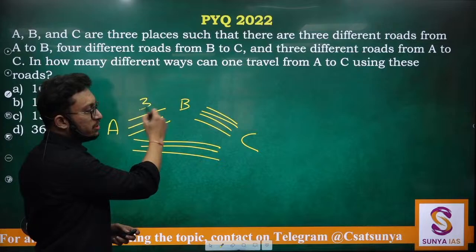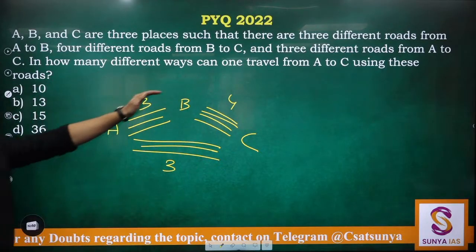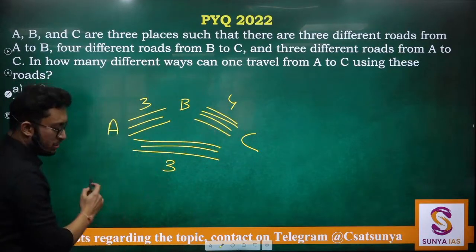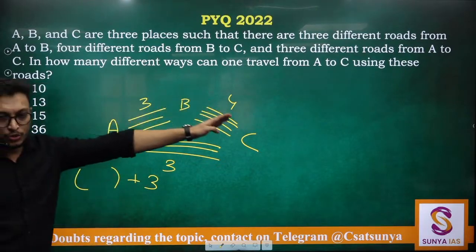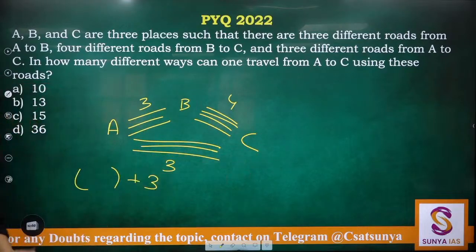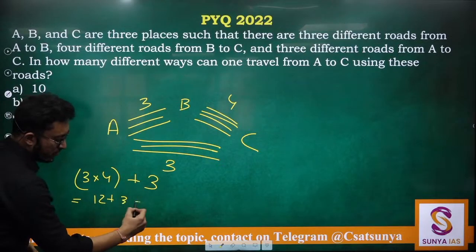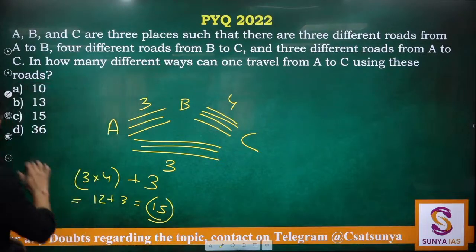You have 3 options here, 4 here and 3 here. Either you need to take this route or you need to take this route. So add total options from here with this. If you are taking this route, you need to go from here to here, and then from here to here. So 3 cross 4, this is 12 plus 3, 15. Easy है? Fine. थोड़ा सा टफ करते हैं.